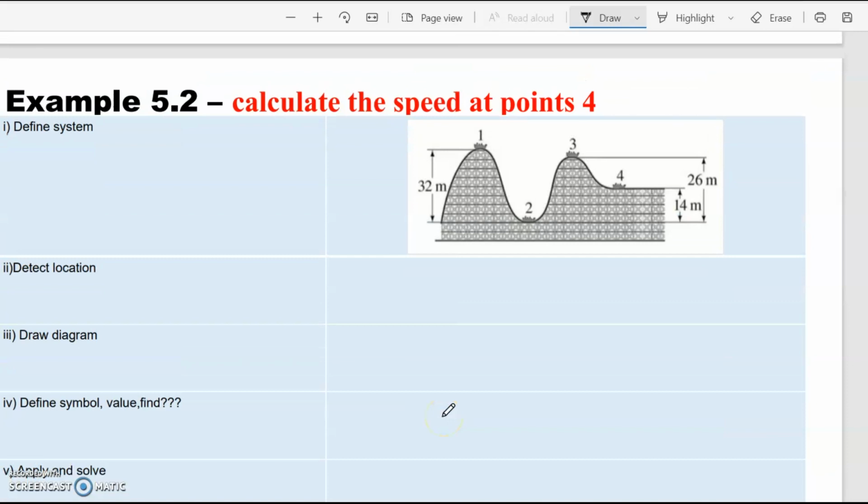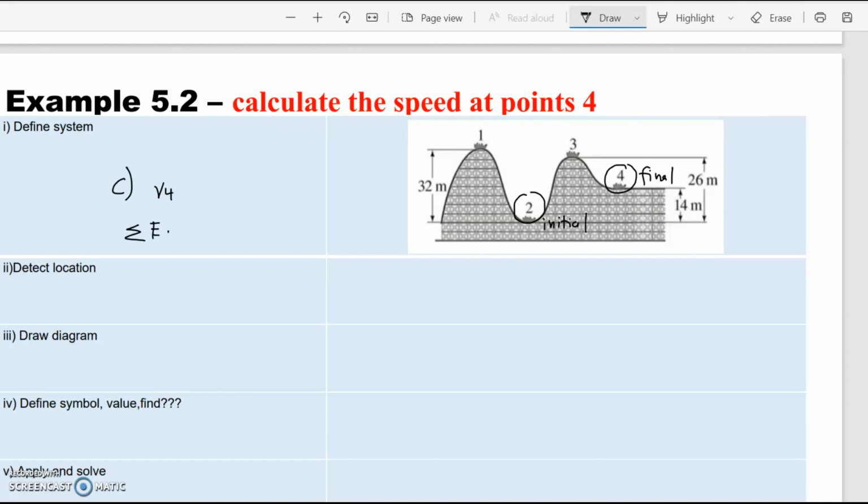Okay, the last part. We are going to find v4. So I'm going to choose the second point, and the fourth point is a final. The second point is an initial. Okay, so here we just do the equation. The energy of initial is equal to the energy of final. So K2 is equal to UG4 plus K4.